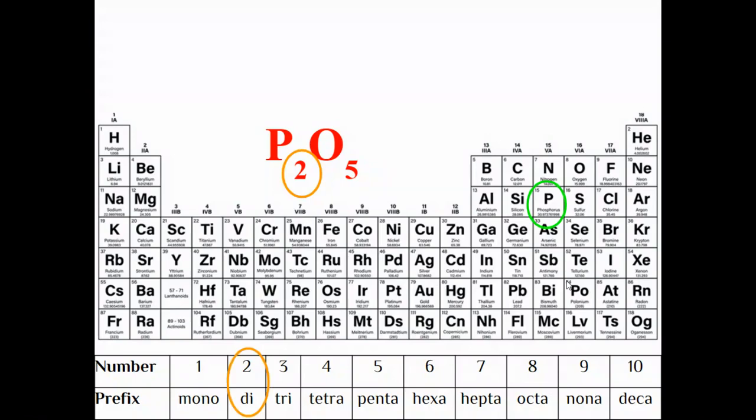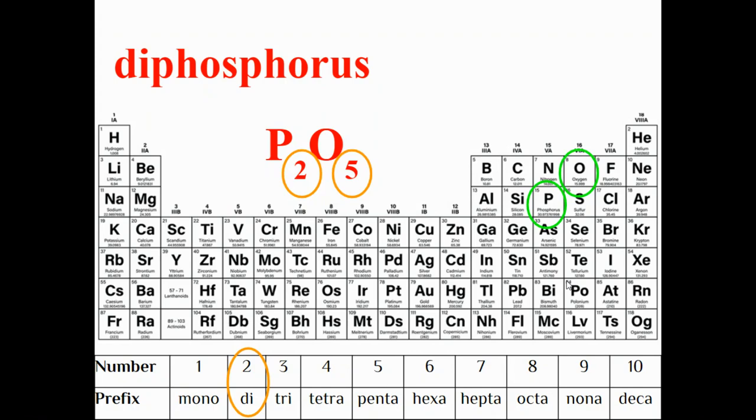So we're going to look at the prefix chart. 2 is di. So we're going to call this one diphosphorus. And then we have O5. O is for oxygen, and 5 is a subscript. 5 is for penta. So that's going to be pentaoxygen. Now we're going to have to change this name, so that's not the official name.